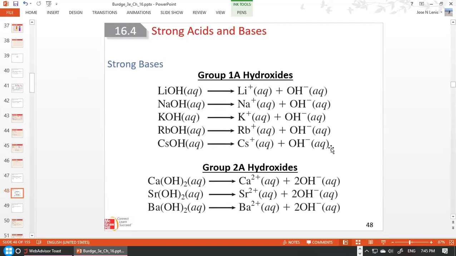And for group 2A, those are strong. They hardly dissolve in water. Some of them, magnesium, for example, barium, don't dissolve well in water. However, the portion that dissolves ionizes completely. So that's another factor we are going to consider in the next chapter, which is the solubility and how that affects the pH.